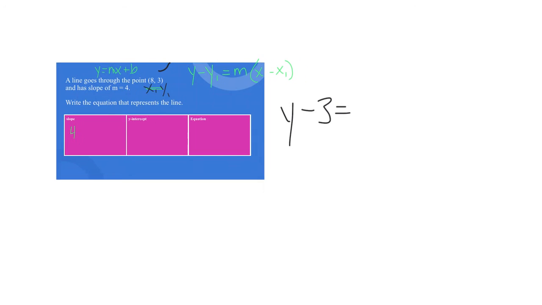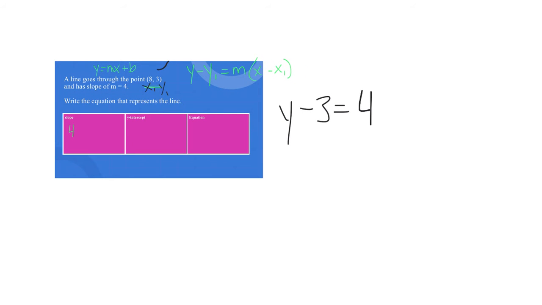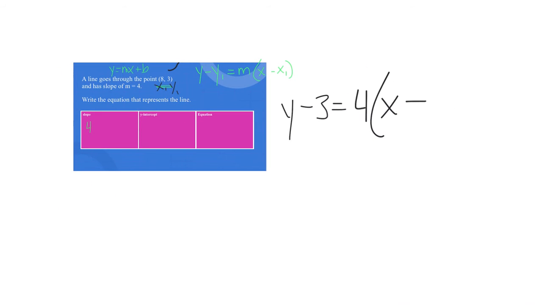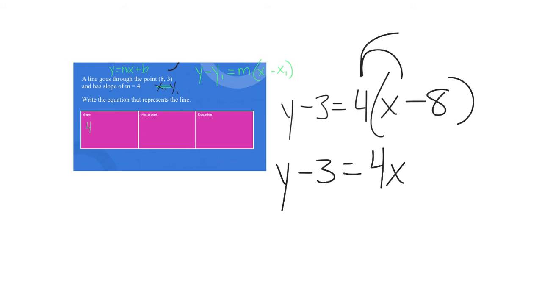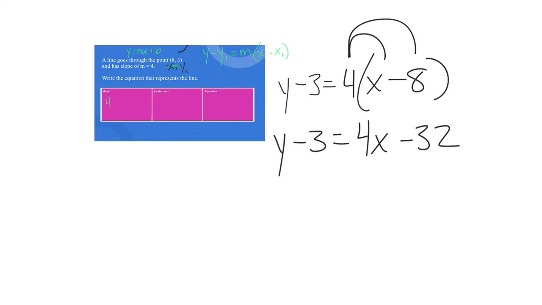Equals m. We said m is our slope of 4, so we have that times x. Well, we don't know x, but I do know x1, and so we're going to minus our x1, which, if you look back, is our 8. Now I'm going to go ahead and solve this. You're like, well, we have 2 variables. I know, that's okay. So we have 4x, because 4 times x is 4x, and 4 times 8 is a minus 32. But now we still want to get y alone. Remember, our equation is y equals mx plus b. So how do I do that? We're going to add 3 to both sides.